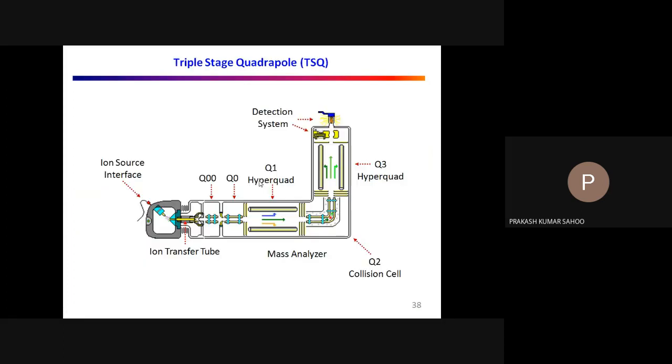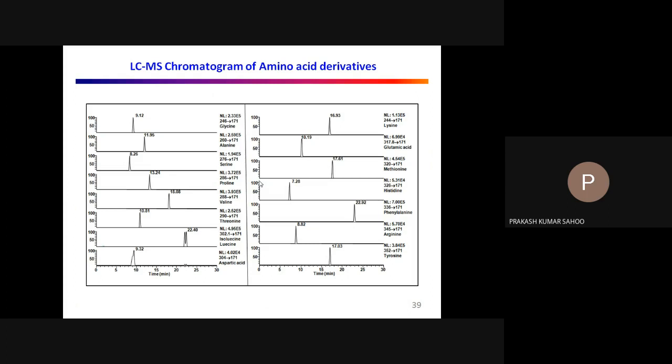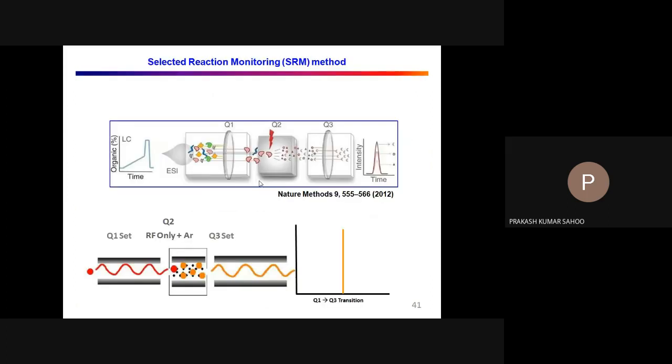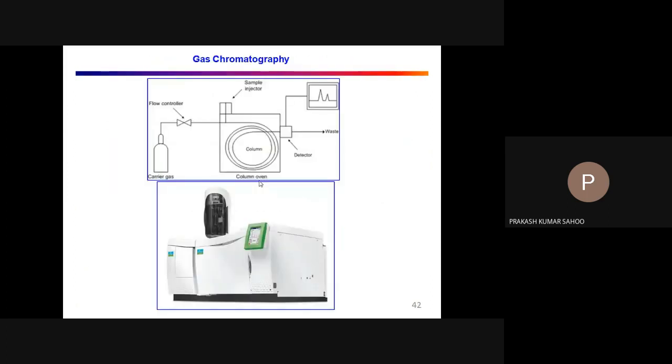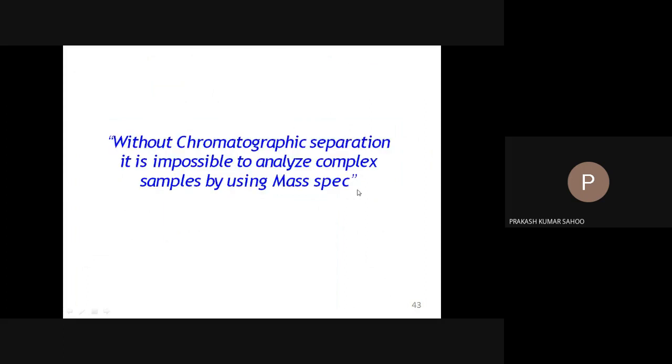We have triple Q. This is not in your syllabus. Then we have gas chromatography. This is another unit. Here carrier gas, flow controller, sample injector, column. We have detector and recorder. Without chromatography separation, it is impossible to analyze complex samples by using mass spectroscopy.